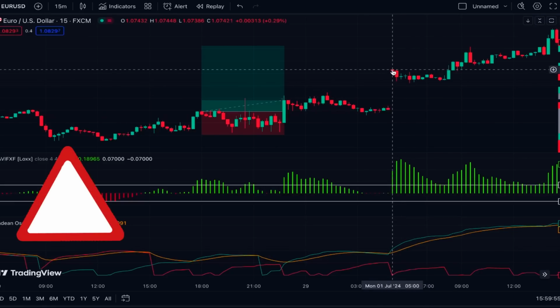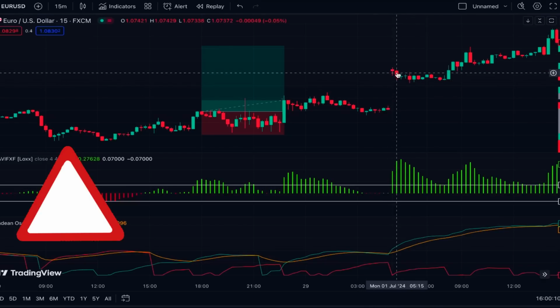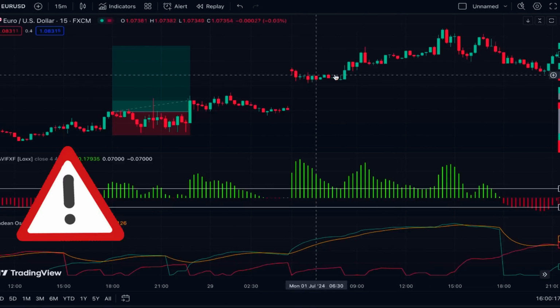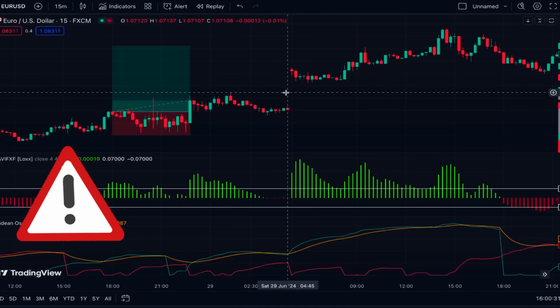But one important point that I must mention here is that when you have a signal right after a gap like this, it's better to ignore the signal. In this case the trade would be profitable, but many of the times we have the price going back and filling the gap, so I recommend you not to enter a trade in a situation like this when you have a trading signal right after a gap.